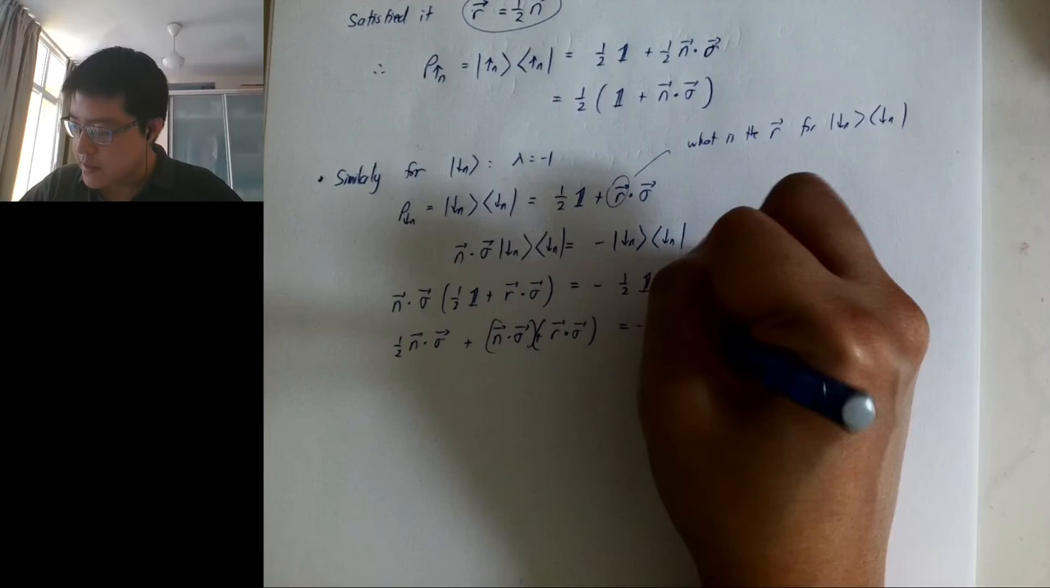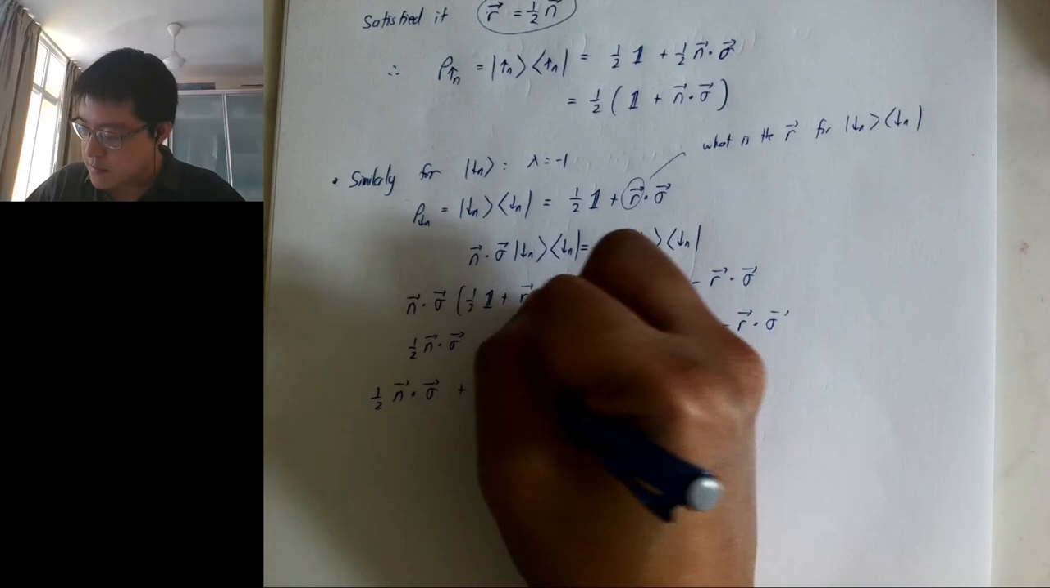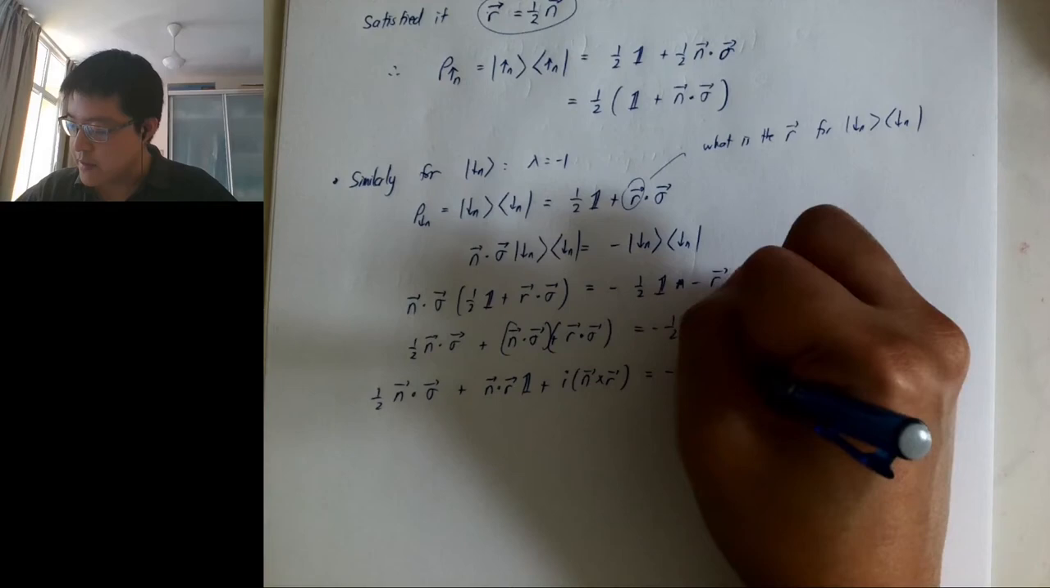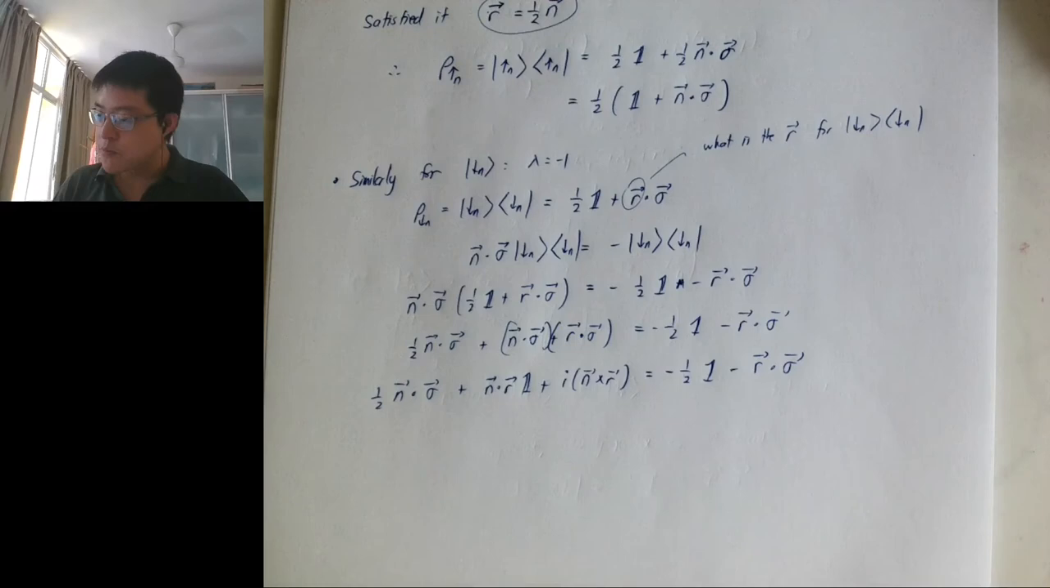So we apply the identity again, the one that I reminded you. So n dot r plus I n cross r, right? And then on the right hand side is minus half I minus R dot sigma. Okay, so we got a similar equation, except there's a minus sign over here, so the rest is almost the same. And in fact, just the minus sign.